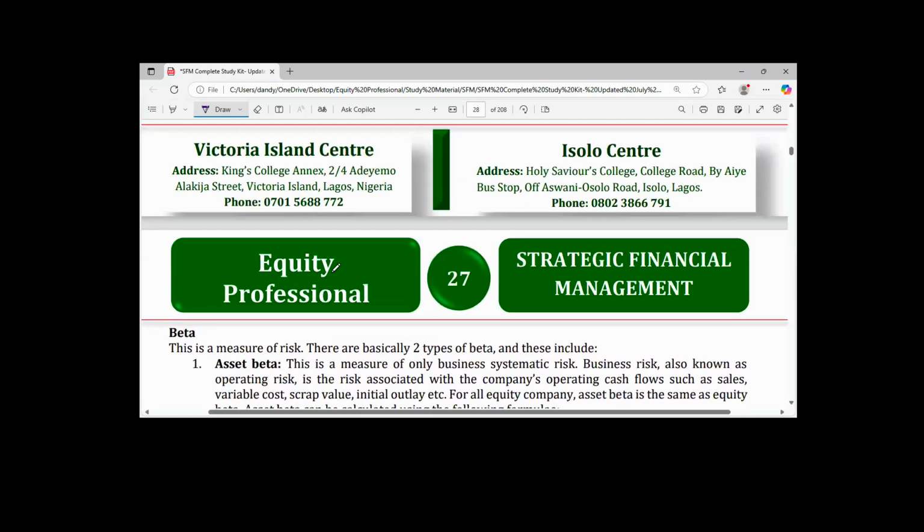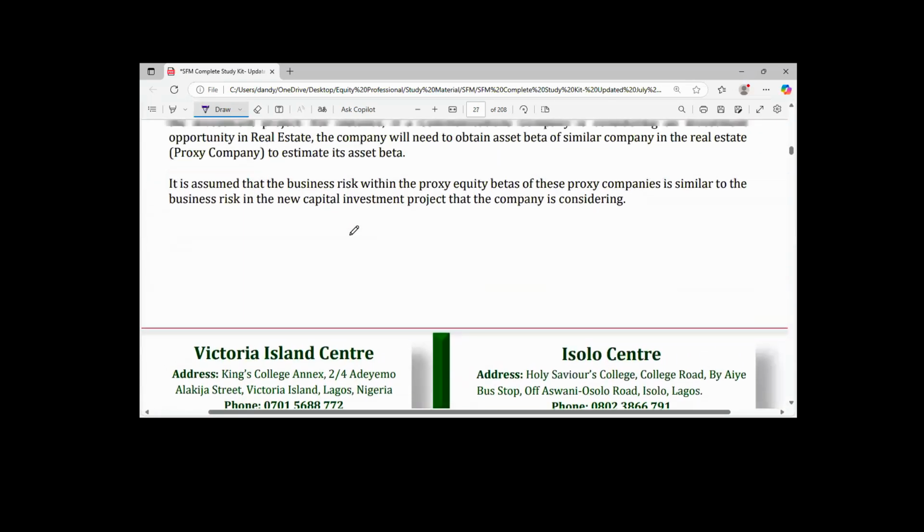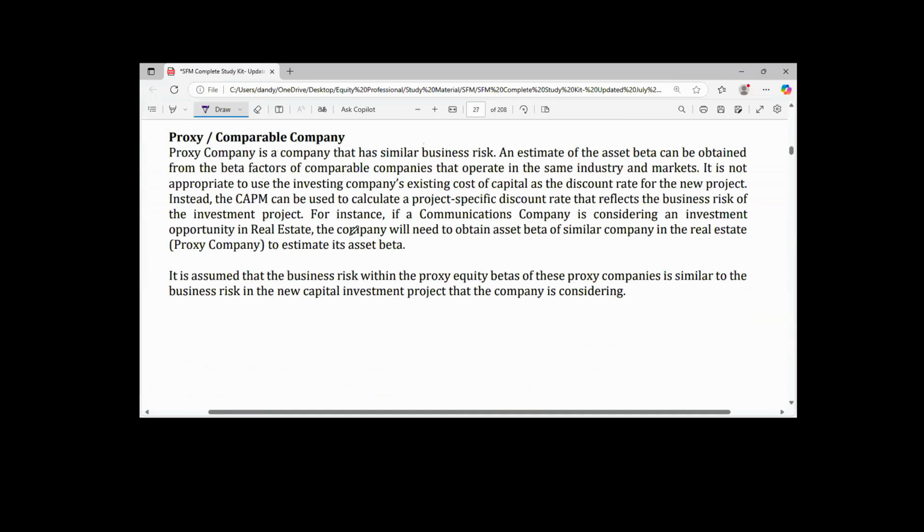Then the last one we need to talk about in terms of terminology is the proxy company. Proxy company is also known as comparable company. It represents the companies that are already operating in the industry where the main company is moving to. Like I mentioned the other time, Equity Professional Limited is into education. The company is now diversifying into oil and gas. The companies that are already operating in oil and gas are known as proxy company or comparable companies.